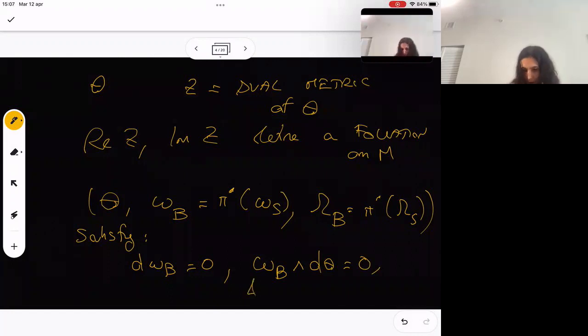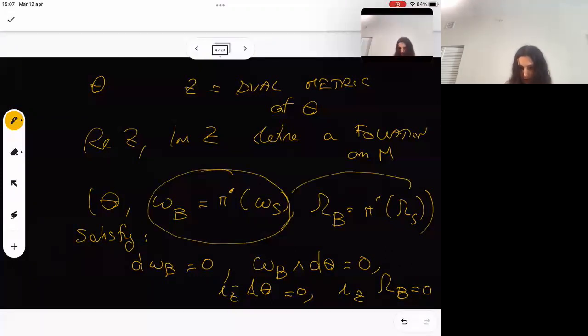And the important thing is if we consider d theta and we do the contraction by zeta bar, this is zero. And also if we do the contraction by zeta of omega b, it is zero, okay? And that's exactly what gives you that this basic form together with this basic form induce a Calabi-Yau transverse Calabi-Yau structure.